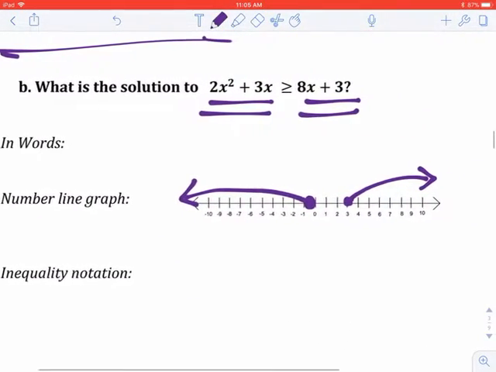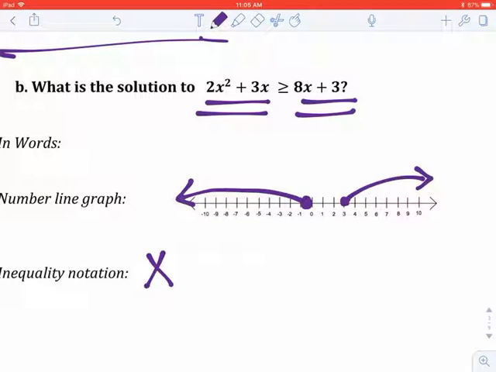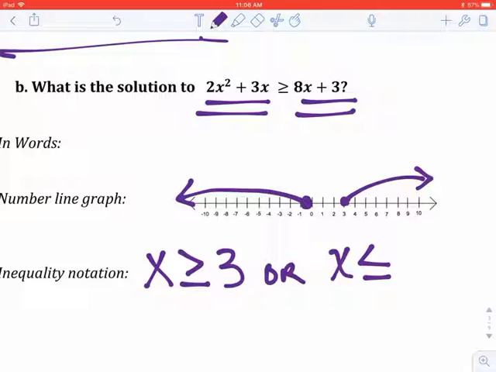So for inequalities, we would have x is greater than or equal to 3, or x is less than or equal to -0.5.